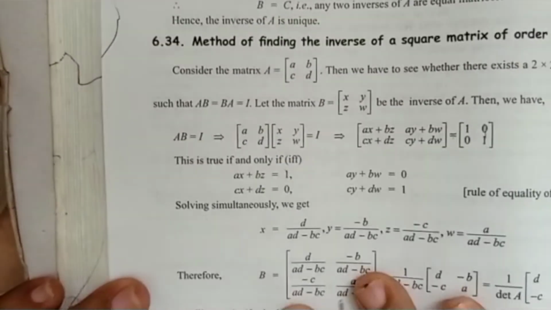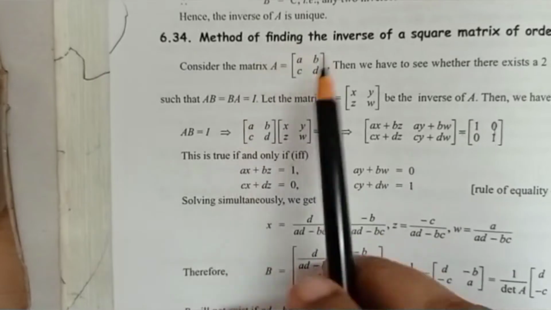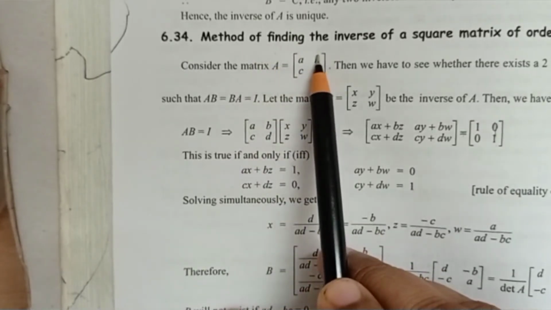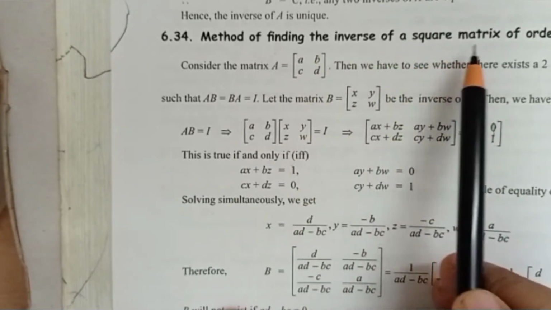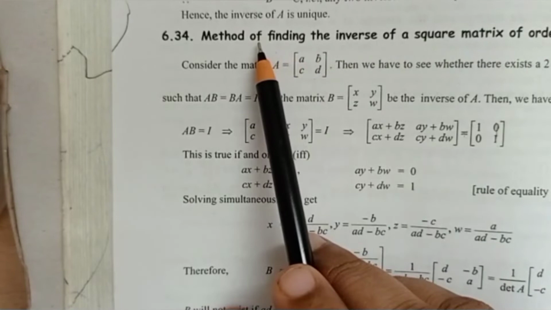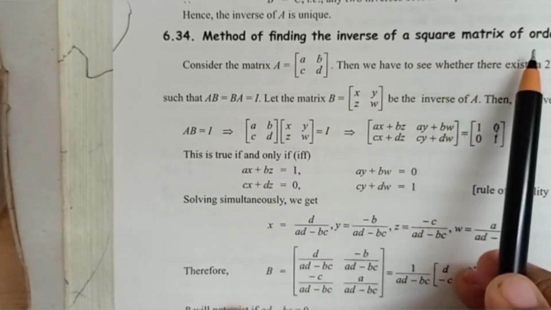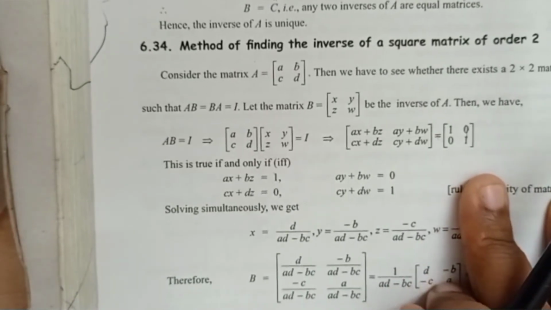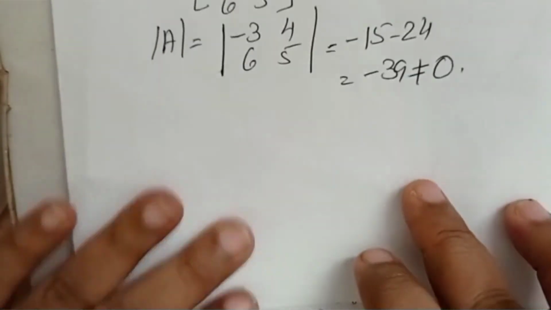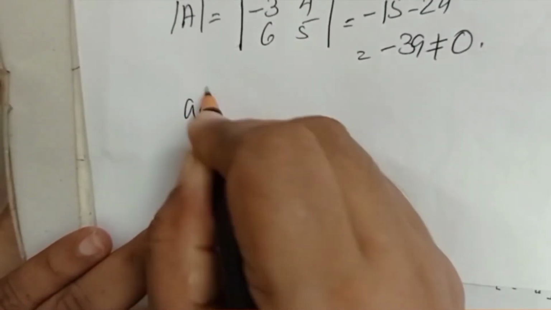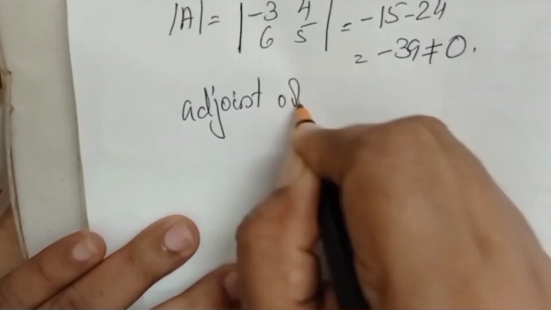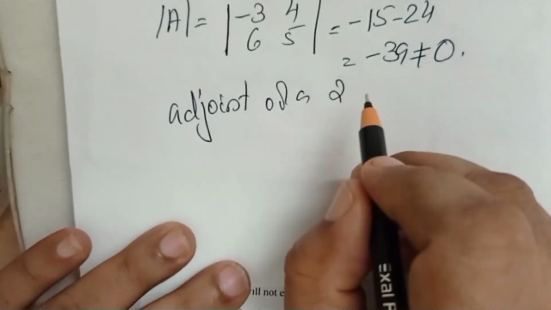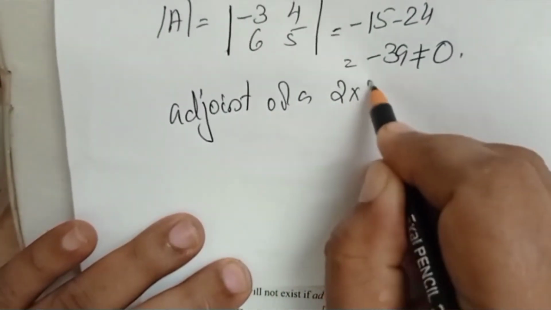And then write the next heading. Method of finding the inverse of a square matrix of order 2. Before that, write the heading adjoint of a matrix. Adjoint of a 2 by 2 matrix. I will explain the 3 by 3 later.